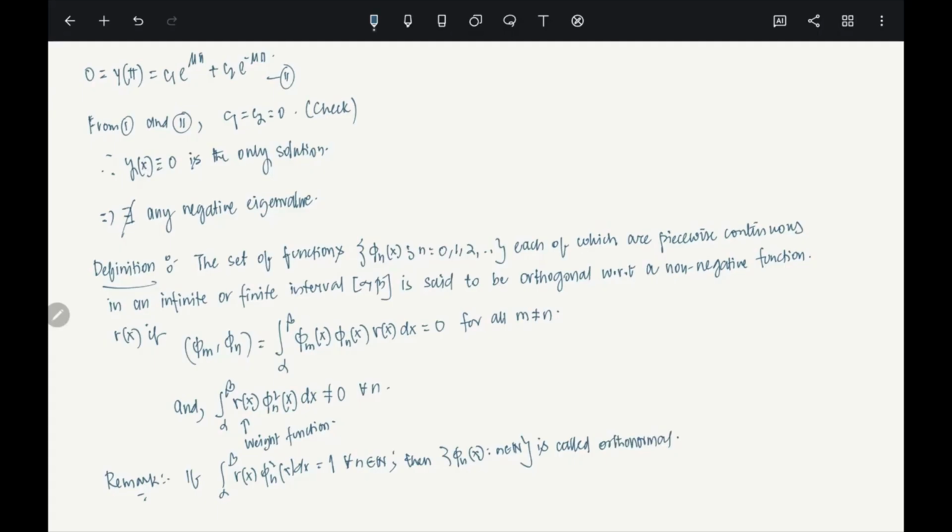Now one small detail which we need to understand here is this. For something like this to happen, the integral from alpha to beta of R(x) times phi n squared, let's say, is summable, right? Yes. For something like this to happen, we will assume that R(x) only has a finite number of zeros.